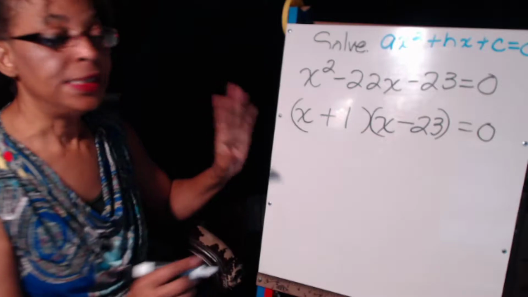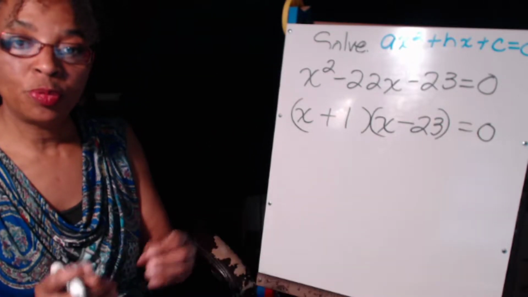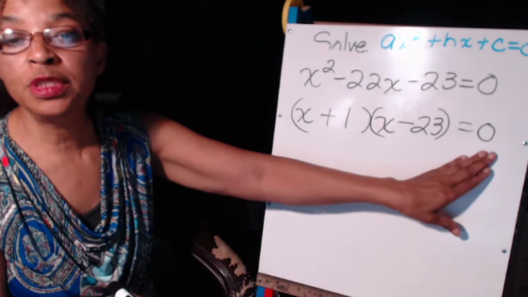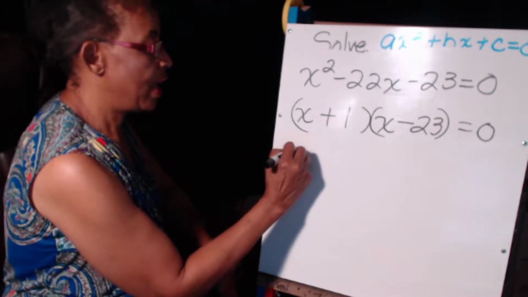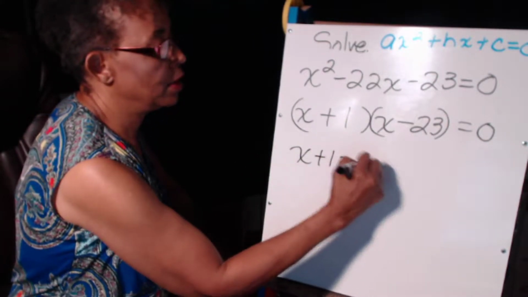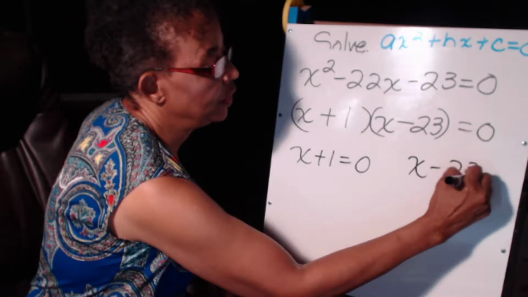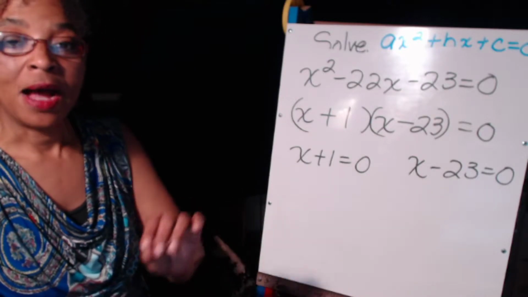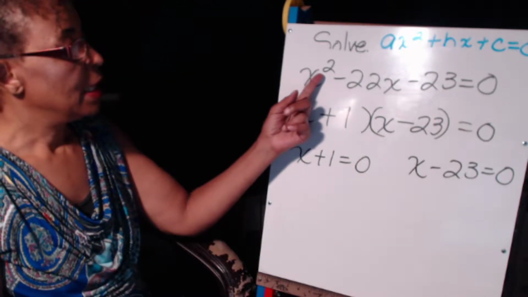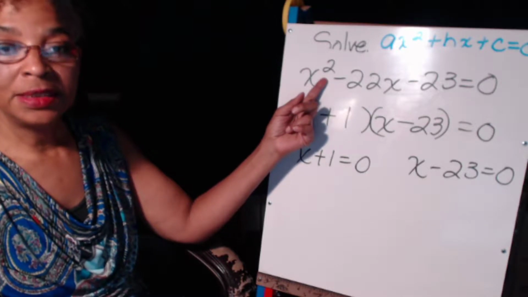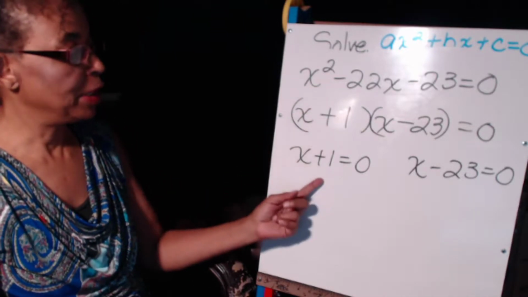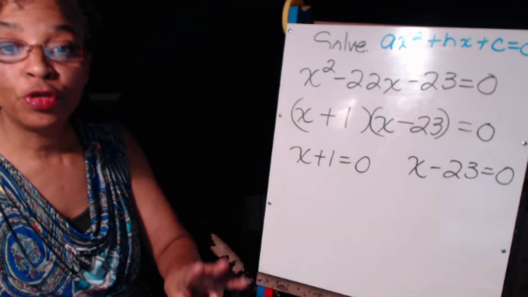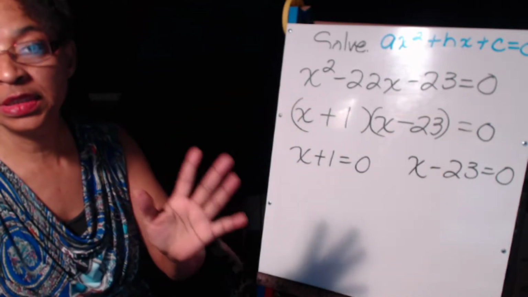So now we're going to use what they call the zero product property. That property says you take both of these and set them equal to 0 individually. So we have x plus 1 equals 0 and x minus 23 equals 0. Those are our two factors. Now, one of the things to note, that highest exponent does give you some information. It tells you how many possible solutions you should have. So if that was 3, we're looking for 3 solutions, 4 solutions, and so on.